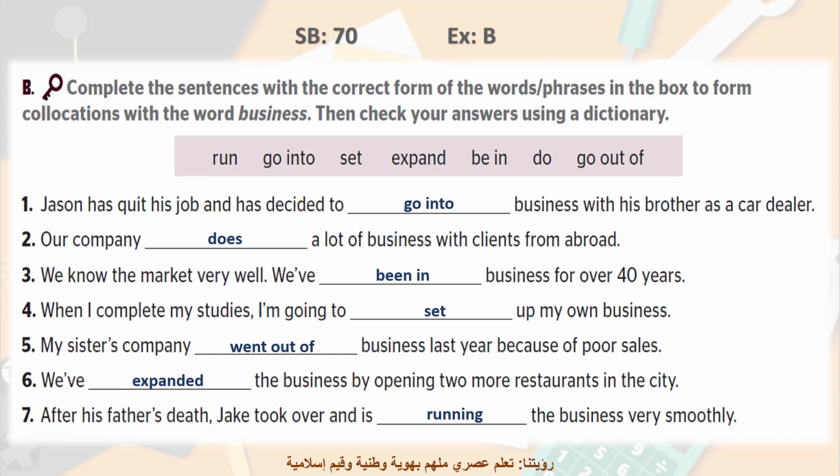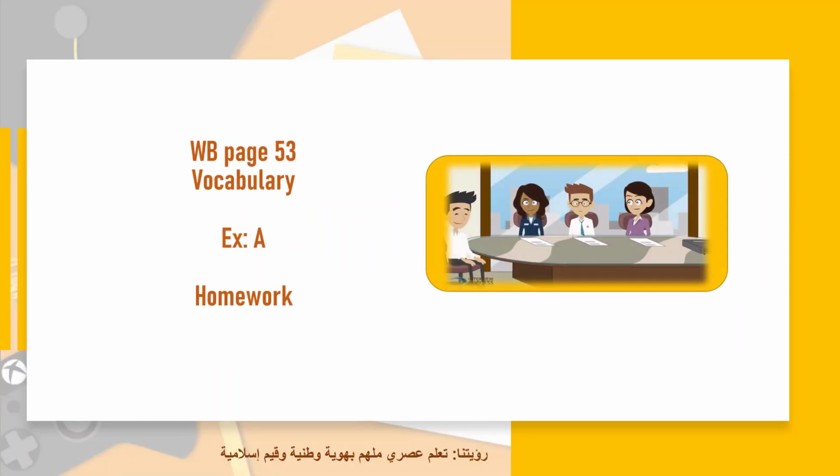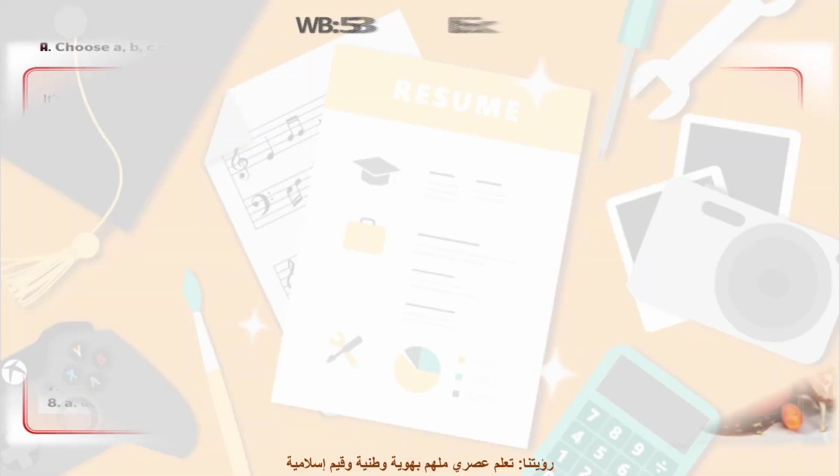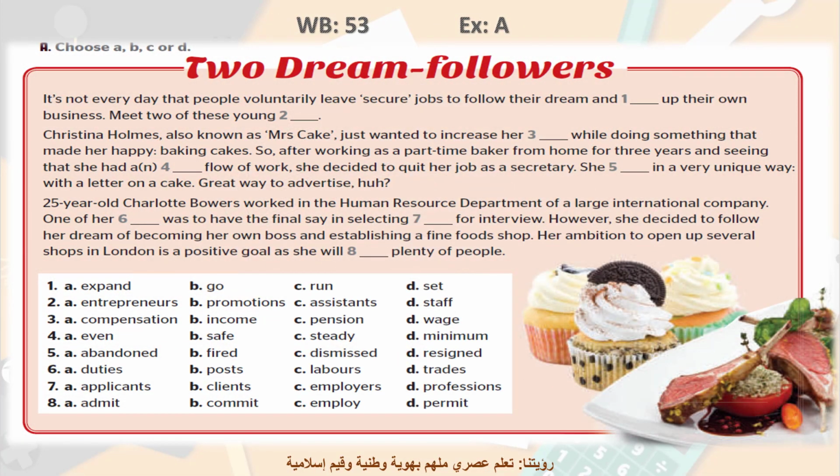Now it's time for your homework. Open your workbooks page 53 to do exercise A as your homework. Have a look at exercise A. Read the little article and fill in the spaces with the words in the lists given.